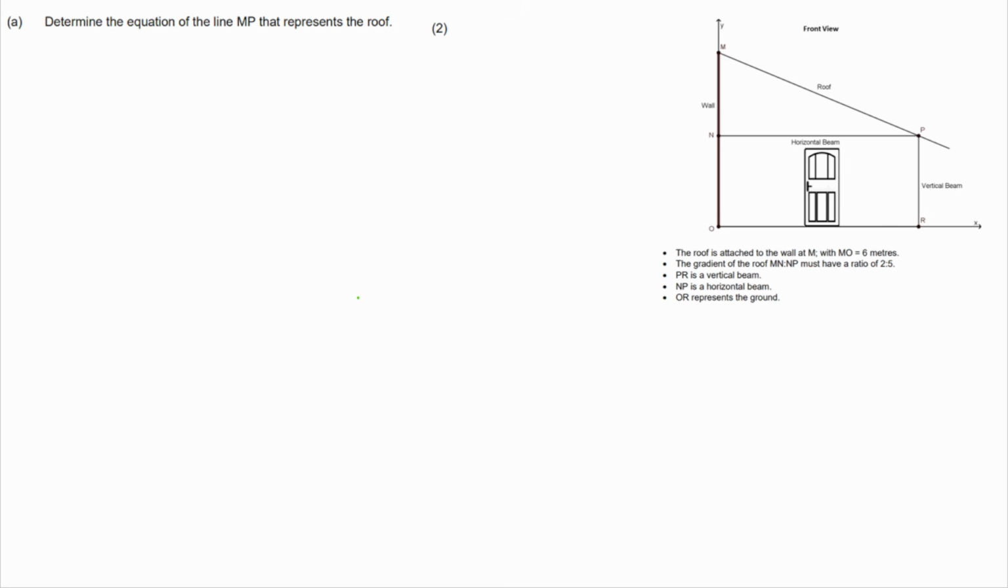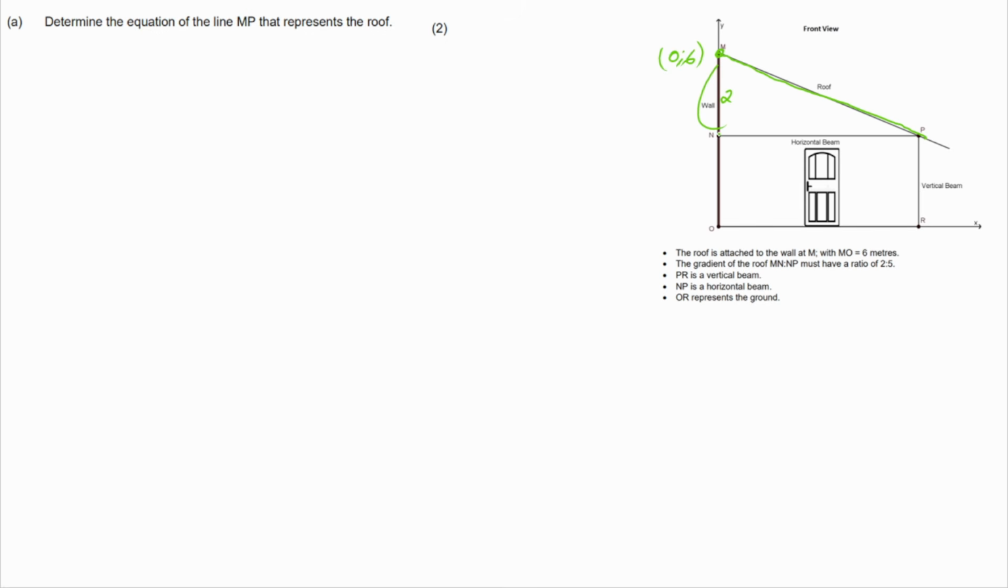They say determine the equation of the line MP that represents the roof. We need this equation over here. The thing is, we know the coordinate of M is 0, 6, because this whole distance is 6 units. So we have a coordinate, we just need the gradient of line MP.